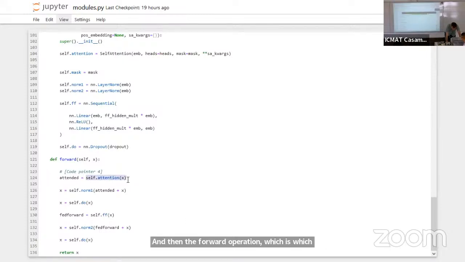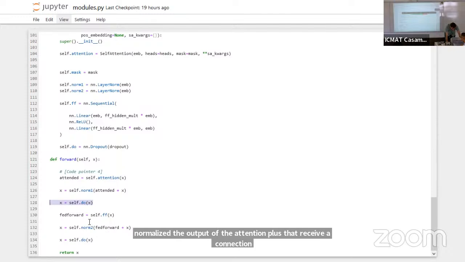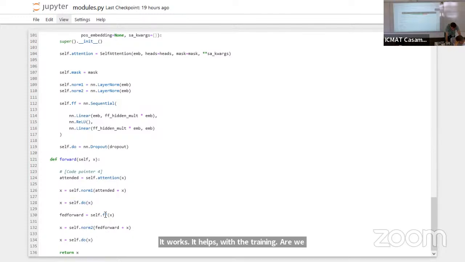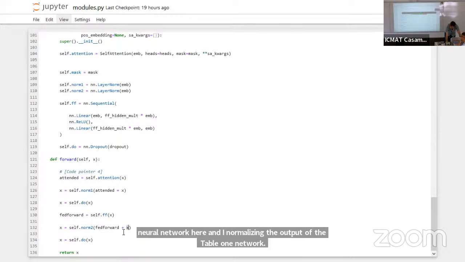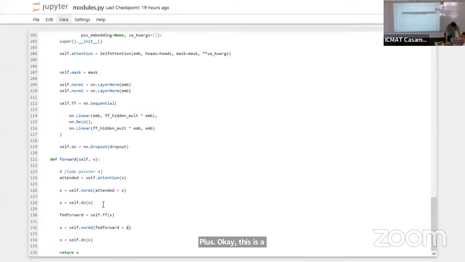First, the self-attention mechanism is applied. I'm not normalizing here at the beginning. Then I normalize the output of the attention plus the residual connection. This is just regularization, dropout regularization, not super relevant for the talk, but it works. It helps with the training and with the generalization. Then I'm applying a feed-forward neural network here, and I'm normalizing the output of the feed-forward neural network plus the residual connection. Okay, this is a transformer block.